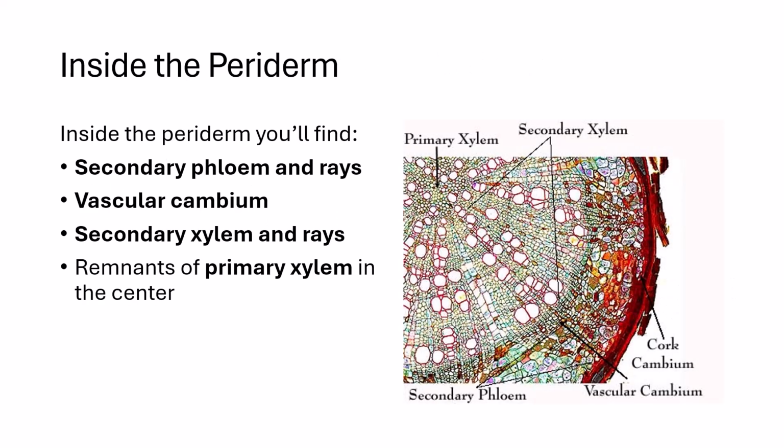Continuing inside from the periderm, the main tissues are the secondary phloem, the vascular cambium, and the secondary xylem. Just like in woody stems, woody roots also contain xylem rays and phloem rays. These rays run radially from the center outward and allow materials to move side to side across the root instead of only up and down. In the very center of the root, you'll also see remnants of the primary xylem, which formed earlier when the root was still young and herbaceous.